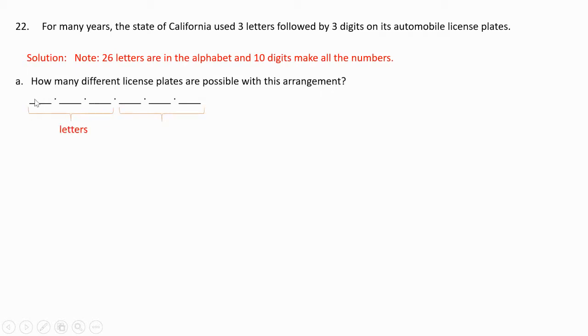So how many letters can go in the first slot? 26, 26, 26, and then 10 times 10 times 10. So we multiply them out. That's going to give us 17,576,000 possible arrangements. This is right because there's no restrictions there.